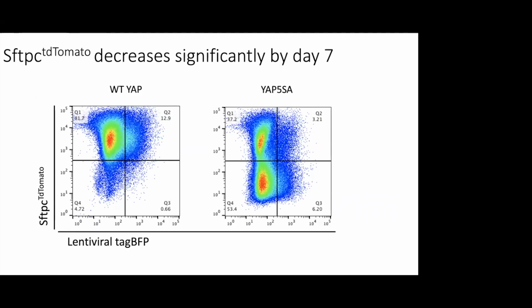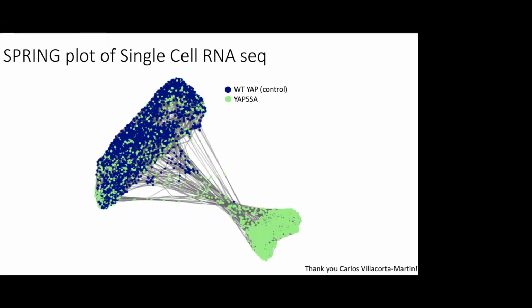So to show you what is going on with the SPC-tdTomato, this is what the cells look like when I took them to the sorter. You can see the wild type YAP population is maintaining that SPC-tdTomato expression, while the YAP5SA seems to have split into 2 populations, one that is SPC-tdTomato positive and one that is negative. So I did not sort on this SPC. I just sorted on live and then sent them for the 10x single cell RNA sequencing.